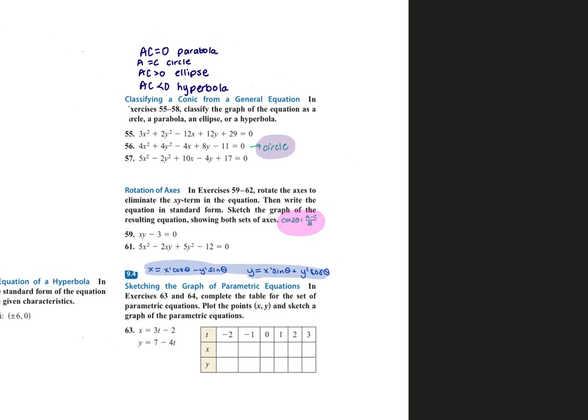Then you're identifying the type of conic. So remember, if a times c is 0, it's a parabola. If a equals c, it's a circle. If a times c is a positive number, it's an ellipse. And if a times c is a negative number, it's a hyperbola.